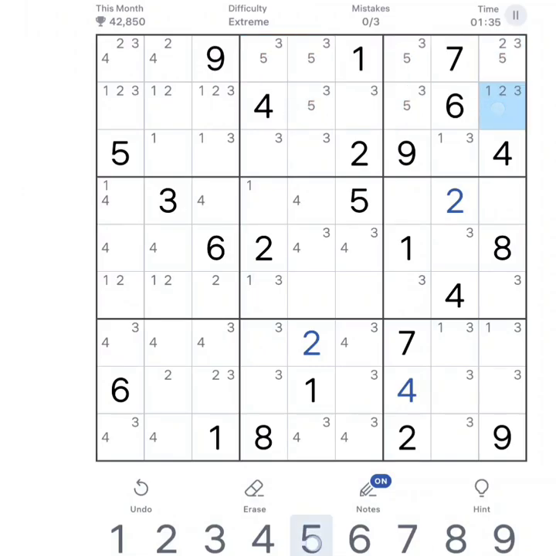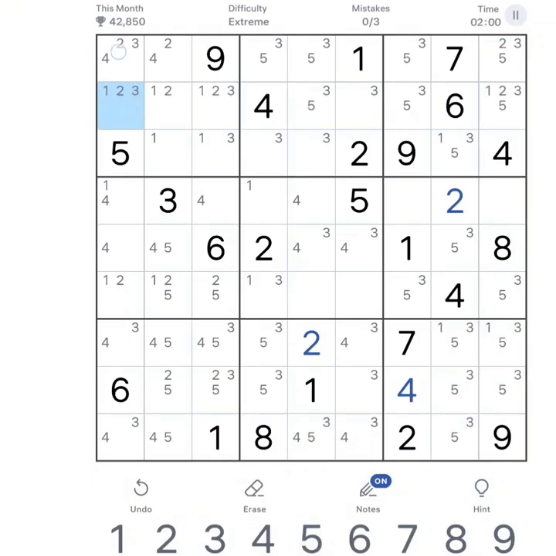5 can go everywhere here. 5 cannot go there, so it can go in these 3 spots, same as the 3, so hopefully we can get something else, but I don't see anything else. 5 cannot go here or here, so we have it going these 3 spots. 5 cannot go here, so we have it going here and here. 5 cannot go here, so we have it going in these 3 spots. And 5 can go in anywhere here.